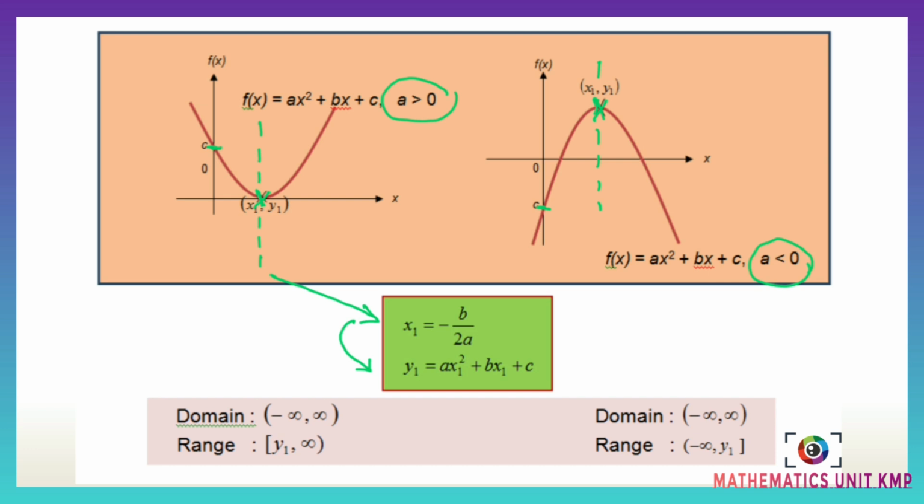Therefore, the domain of both functions is from negative infinity to infinity. The range of the first graph is from y1 to infinity, including y1. And for the second graph, the range is from negative infinity to y1, including y1.